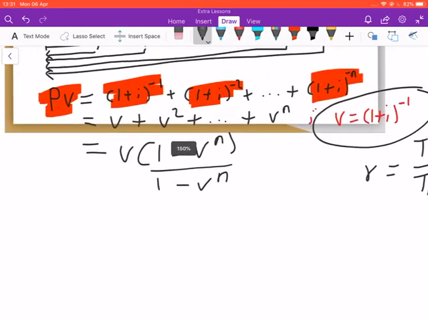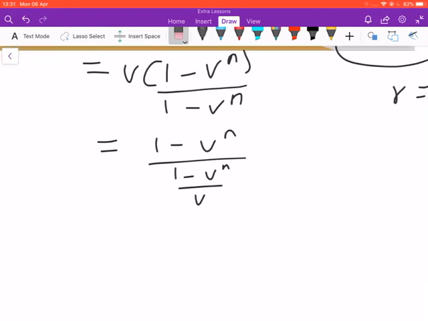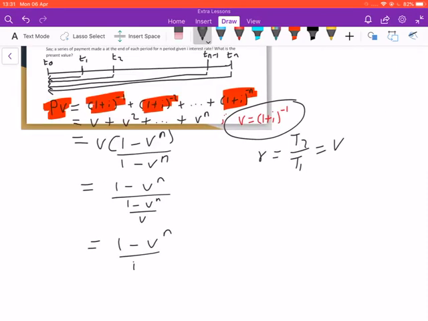Let me zoom in a little bit here so that we can see. And then you will have 1 minus v to the power n over 1 minus v to the power n, all over v, when you take this v here. So at the end you will have 1 minus v to the power n over i. So this is a simpler formula which you can use to calculate this payment of a series of payments up until time n.